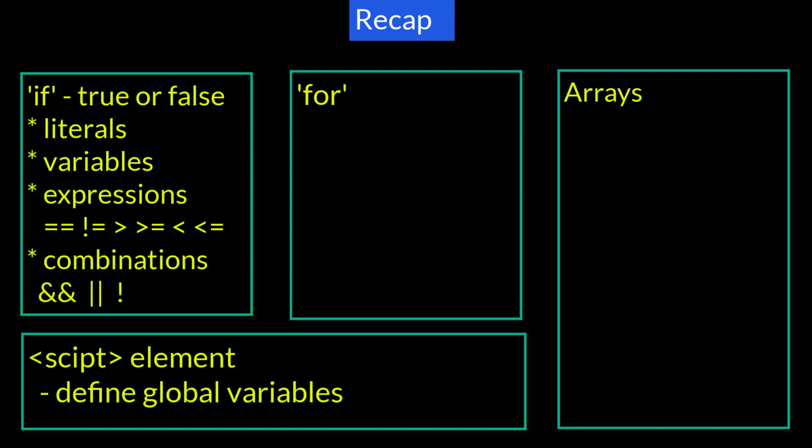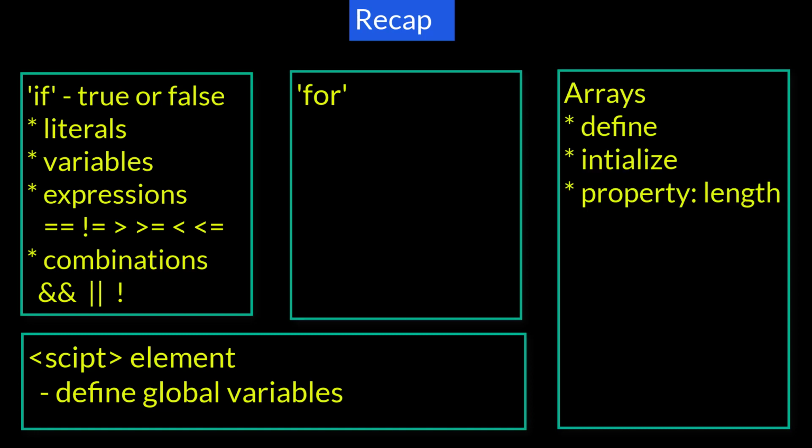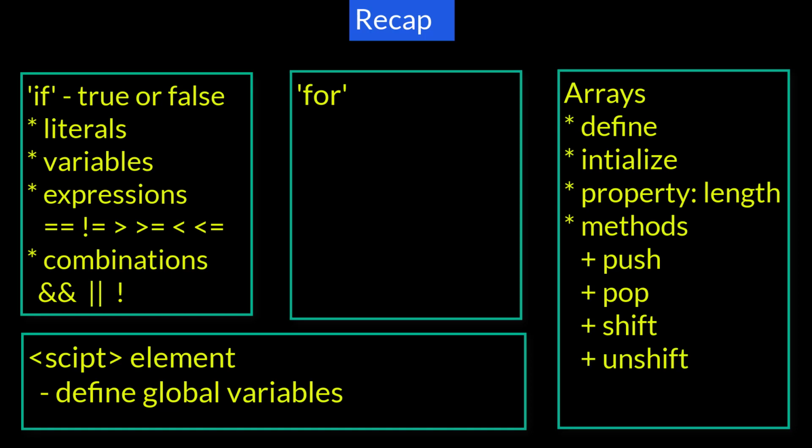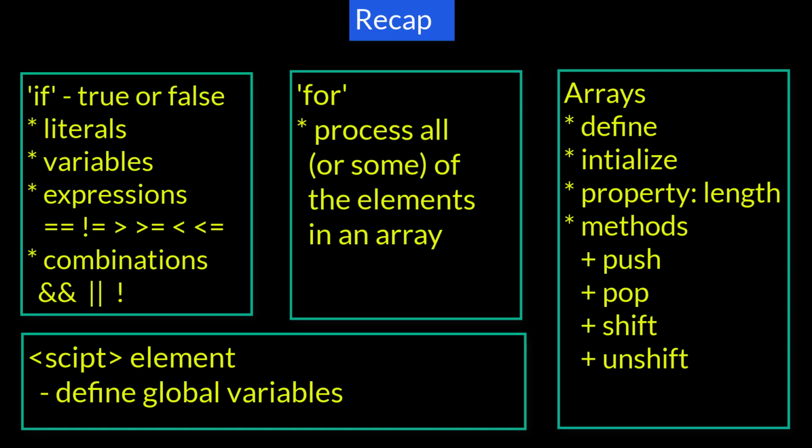We introduced the script element as a way to define variables that are global, known everywhere in the page. With arrays, we described a variety of ways to define and initialize arrays and introduced the length property and the push, pop, shift, and unshift methods. Using the for statement, we saw how you can process all or just some of the elements of an array.